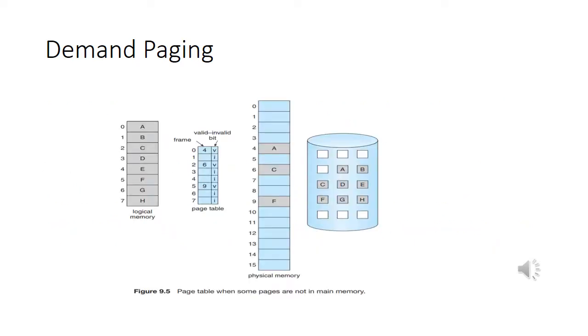This figure shows the valid invalid bit scheme used in demand paging. Here the logical memory is divided into 8 different pages, and all the pages are stored on the disk. Out of these 8 pages, only 3 pages, that is pages 4, 6 and 9, are in the physical memory. So in the page table, only for those pages which are in the main memory, the valid invalid bit is set to valid. For all other pages, the valid invalid bit is set to invalid.